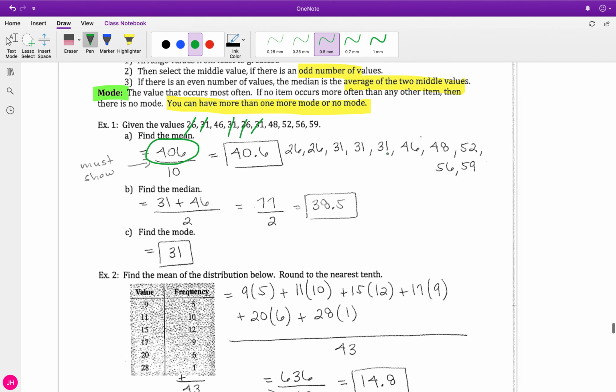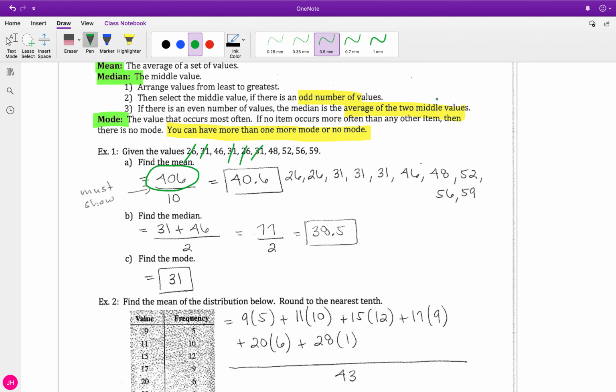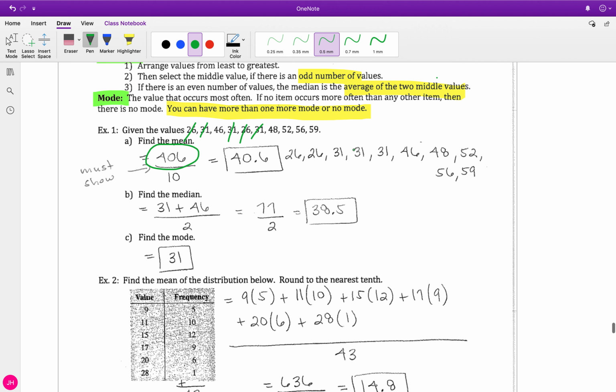So there are 10 numbers. This is the harder method, the even numbers. So 1, 2, 3, 4, 5, and then going this way, 1, 2, 3, 4, 5. So I have 2 middle numbers. I'm going to add those up and divide by 2. Adding up and dividing by 2 gives me 38.5.